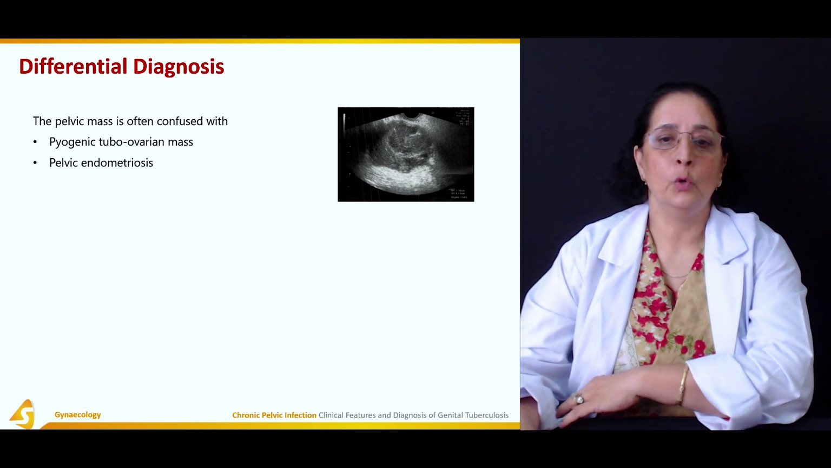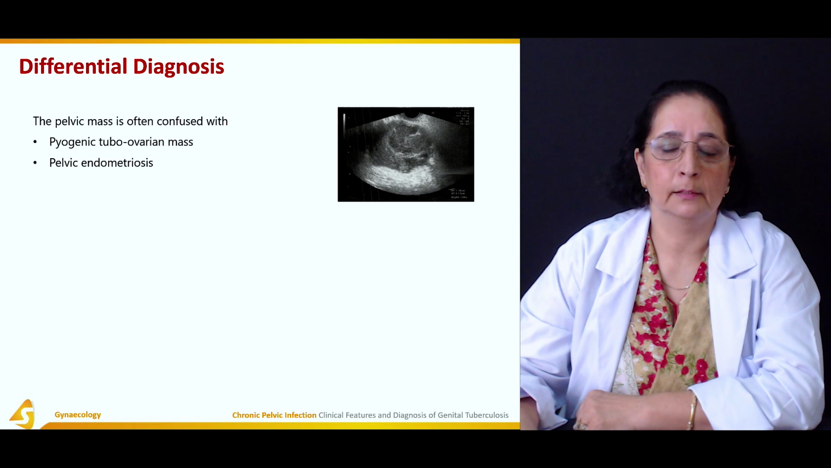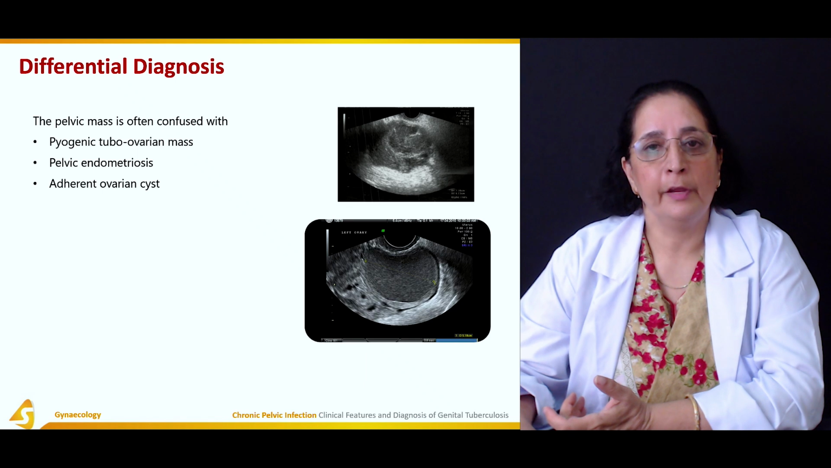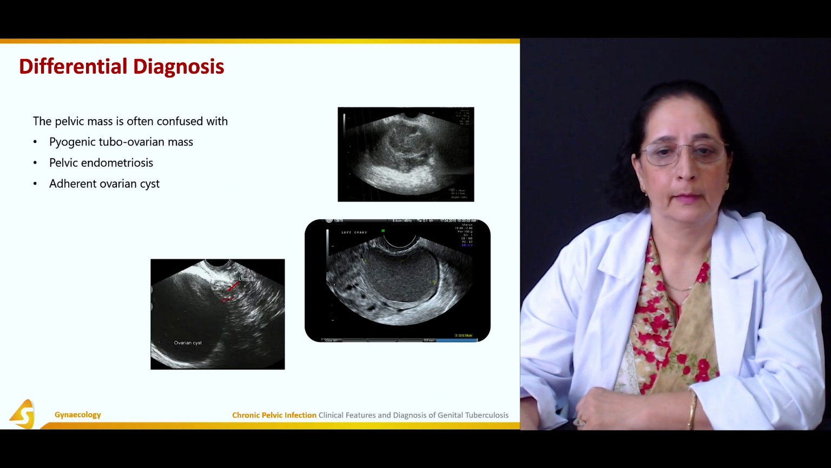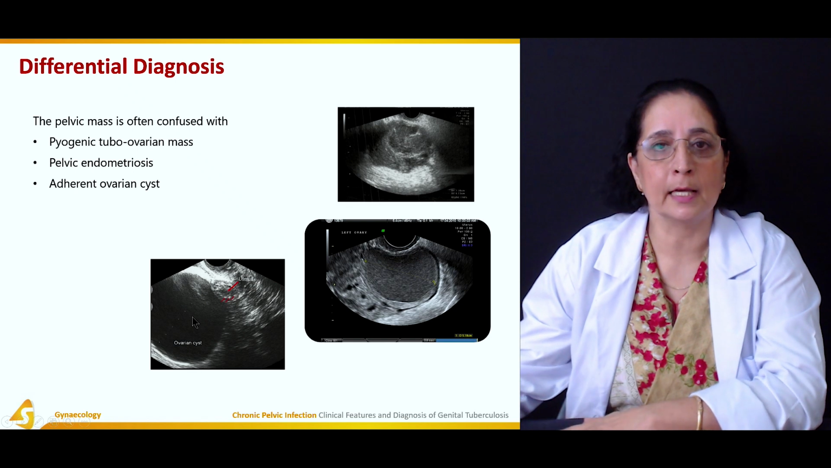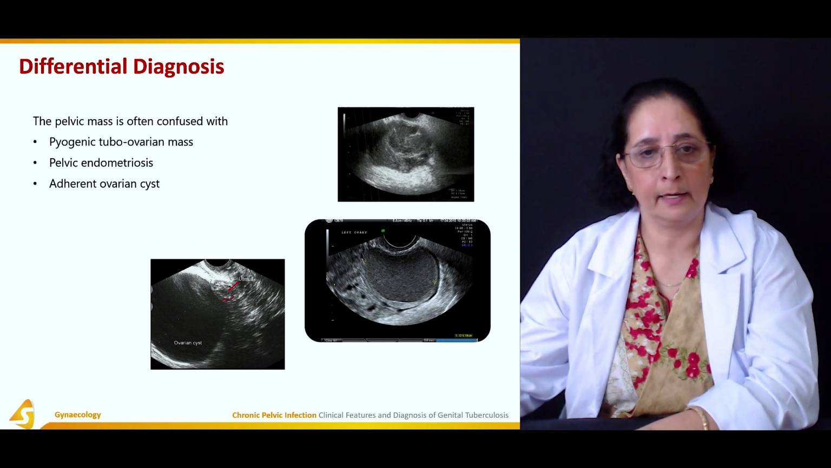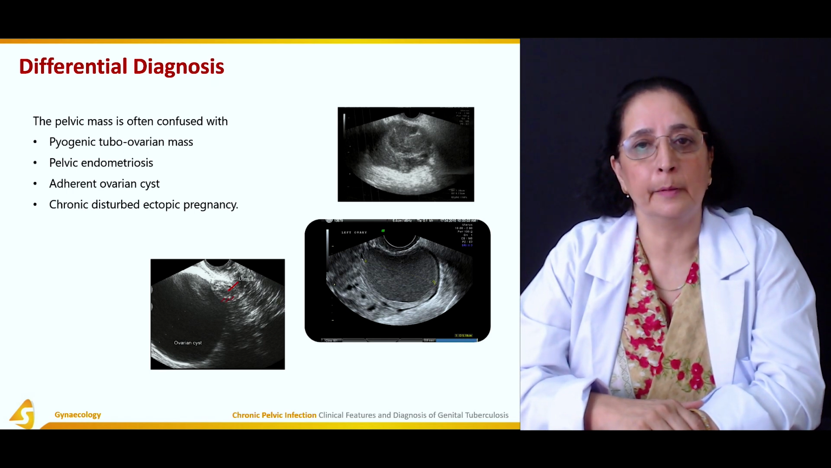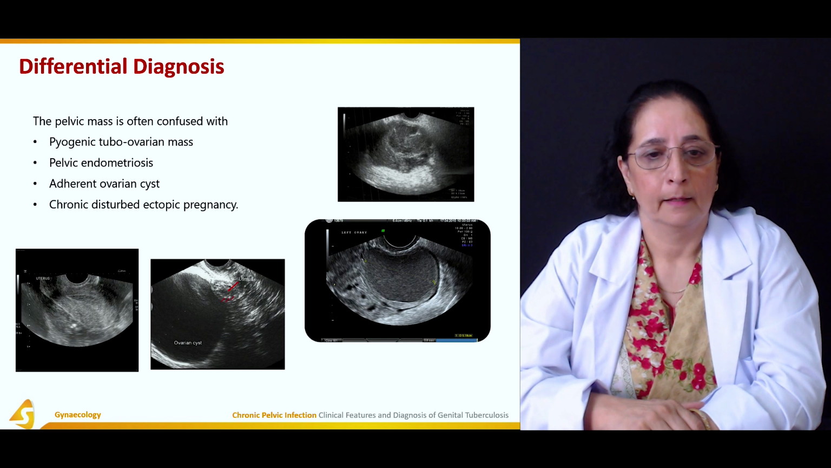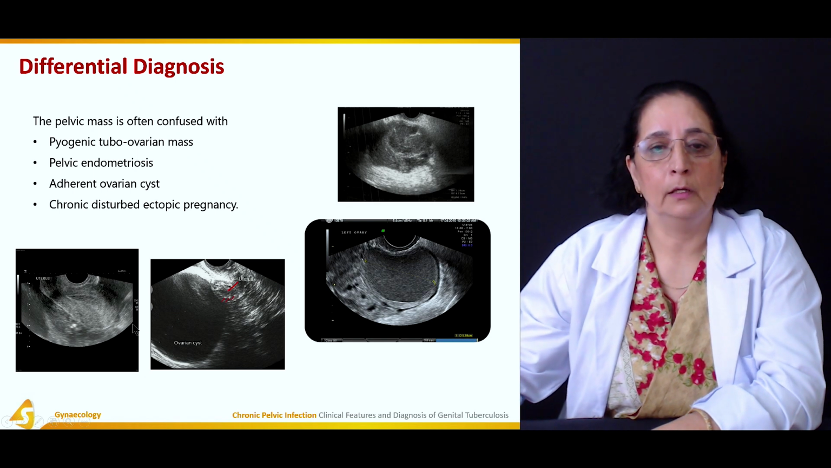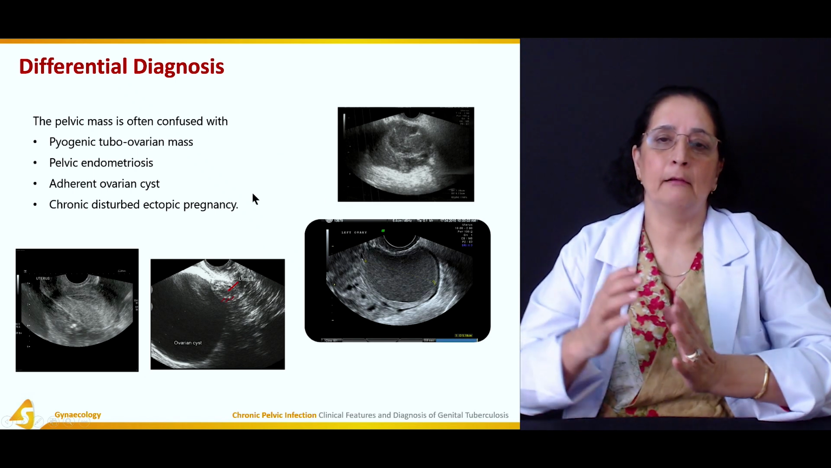If there is endometriosis, if there is ovarian cyst present, this is the diagram or ultrasound of the ovarian cysts. Cysts are fluid-filled sacs present in the ovaries, adherent, attached to the ovaries. If there is chronic disturbed ectopic pregnancy, this is here. So these are all the differential diagnoses of the pelvic masses.